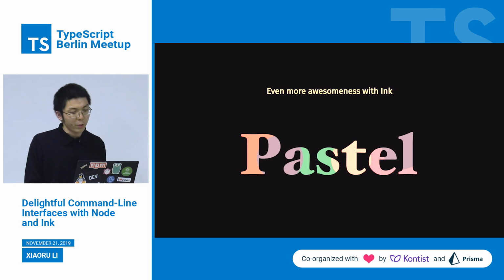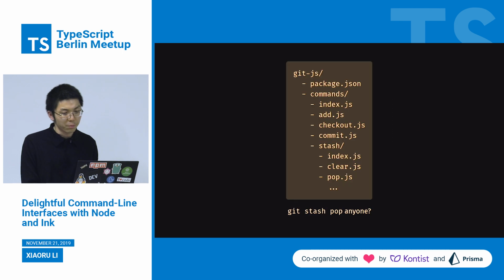With Pastel, we can do this easily. If we want to make a Git clone, we just structure our project files like this, and every JavaScript file here is basically a self-contained Ink app itself, and for example the --message or -m flags are passed into the component as a prop.